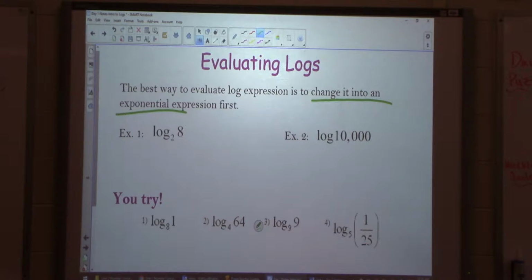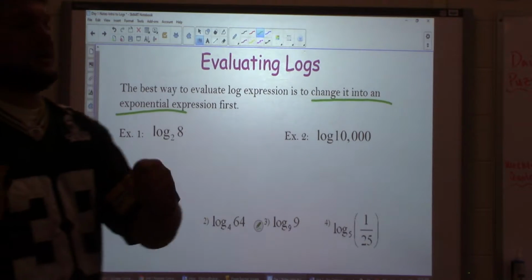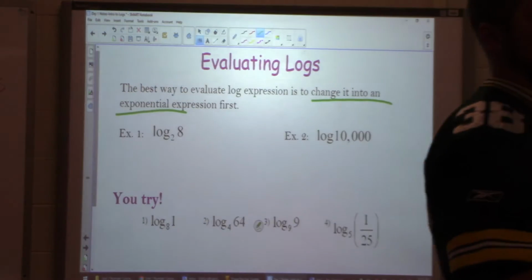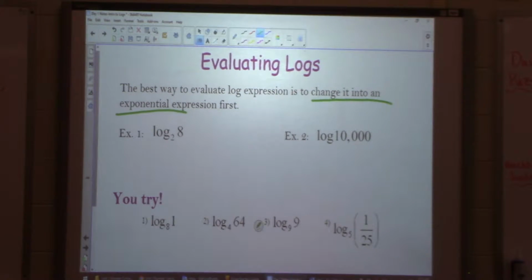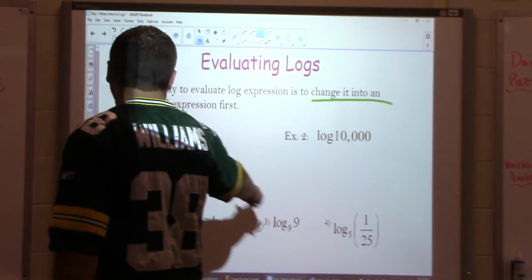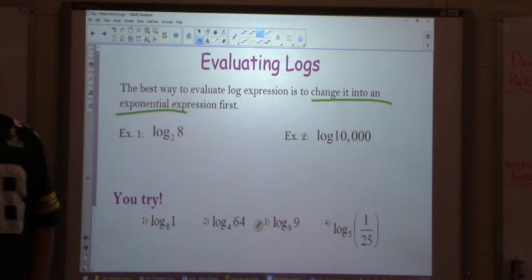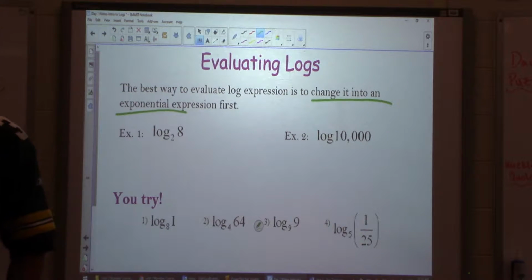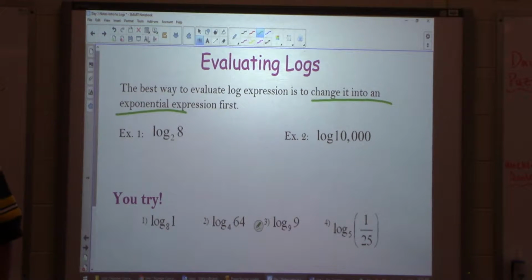Anytime, we're going to learn this tomorrow when we do solving, you start with logs, you probably have to change to exponential. Start with exponential, probably have to change to logs. So how many of us know what log base 2 of 8 is off the top of our head? None of us, right? That's what we're saying. Change it to an exponential first.